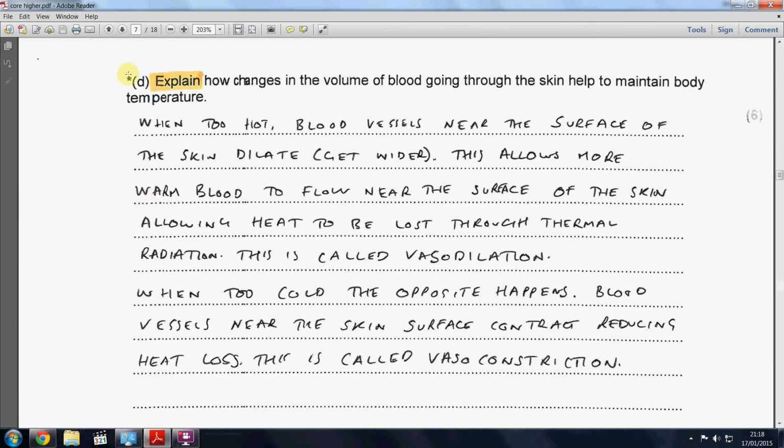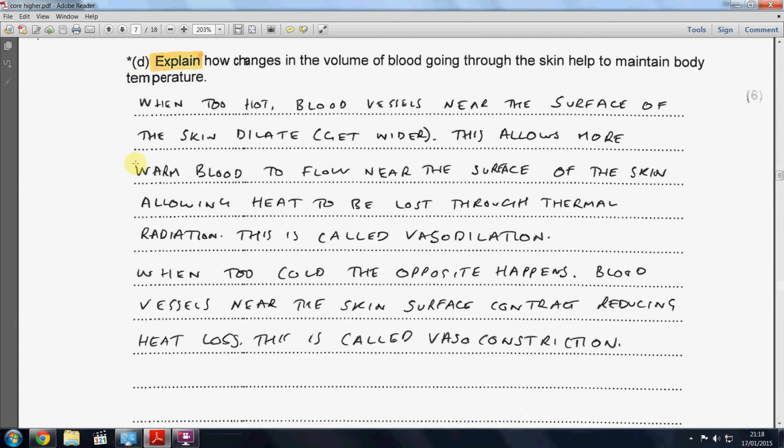Okay, so here we are then. This star means if we go back to the front of the paper, it would tell us that the quality of our written communication is going to be assessed. So we want to pay particular attention here to get things in a sensible order, to use appropriate scientific words, and to make sure we don't make major spelling, grammar, and punctuation errors. But if we want to, we can still bullet point the answer. So it says, explain, that's the command word, how changes in the volume of blood going through the skin help to maintain body temperature.